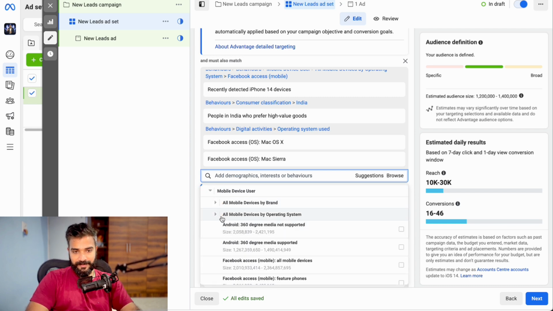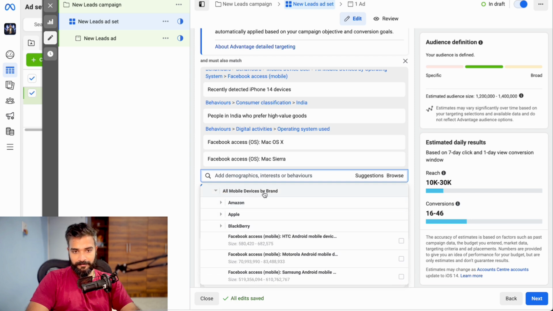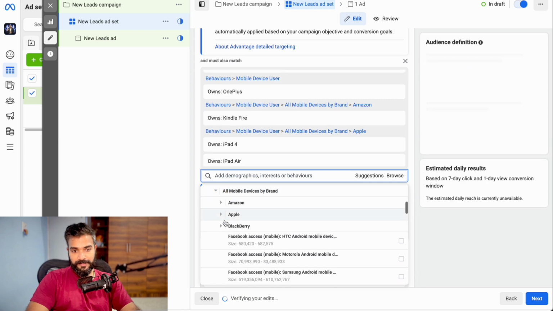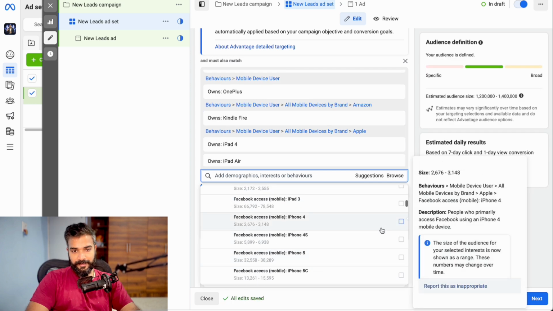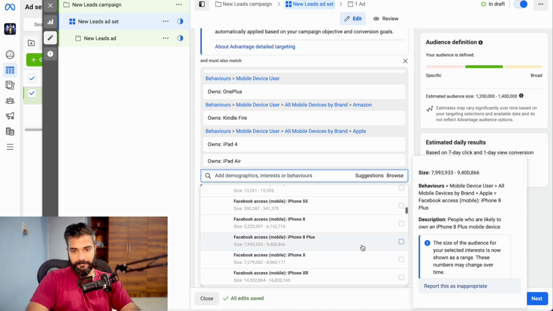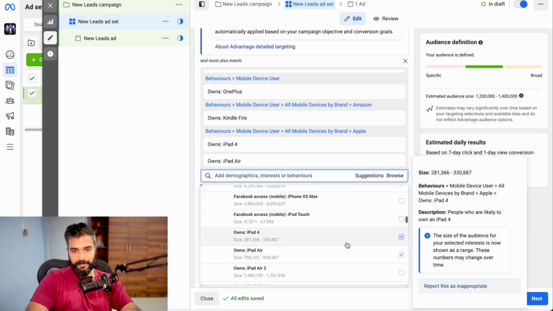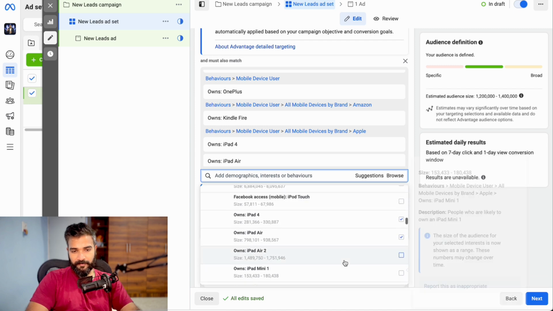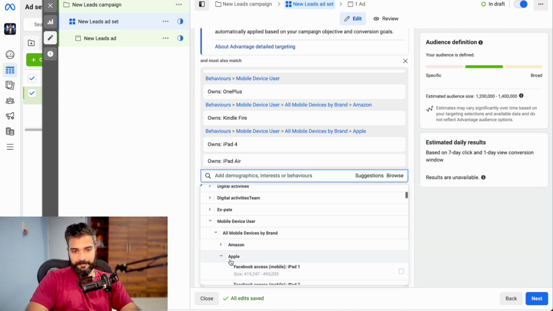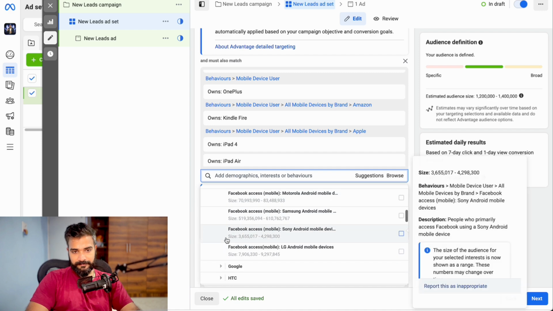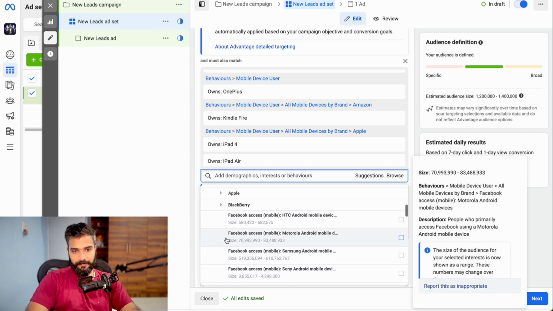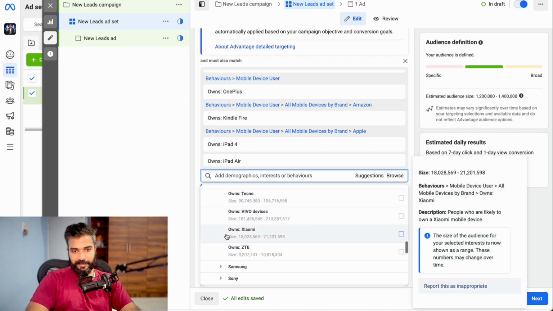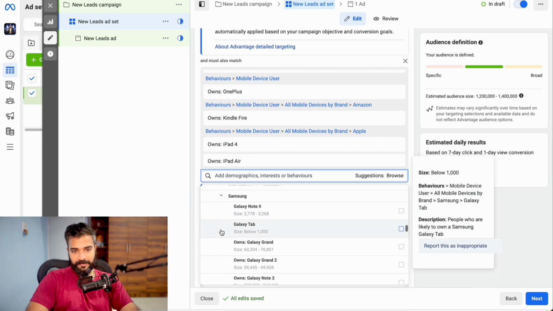Mobile device users, this is where we can go. So we can go for brand wise, right? Again, if they own a Kindle Fire, nobody owns a Kindle Fire just for no reason. Now there we go. Here you can select what kind of iPhone or whatever you want. Owns iPhone. Older iPhones I won't take, because if somebody is rich enough, why won't they upgrade, right? Motorola, all of that. We got LG, Micromax, again we don't want this. Okay, Samsung, let's go in.